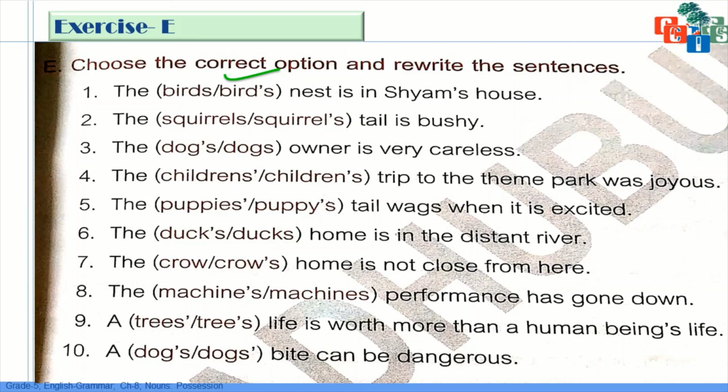Okay, let's do another one also. The fourth one, the children's trip to the theme park was joyous. Which children will come here? Is this children's plural? No, because children is already in plural form. We cannot make it plural by adding s, because children is the plural form of child. So what will we do? Children apostrophe s, because children is in plural form. We have to just add apostrophe and s here, because we are changing the forms.